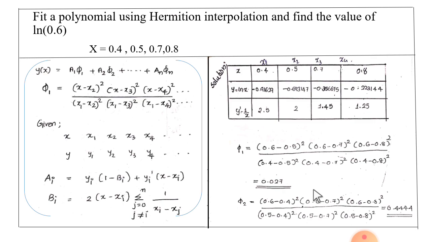Now you can solve a problem using Hermite interpolation. Fit a polynomial using Hermite interpolation and find the value of ln 0.6. You can find it by using this form. You have to study this for solving the problem. Here the x values are given as 0.4, 0.5, 0.7 and 0.8. Okay, let's start solving the problem.